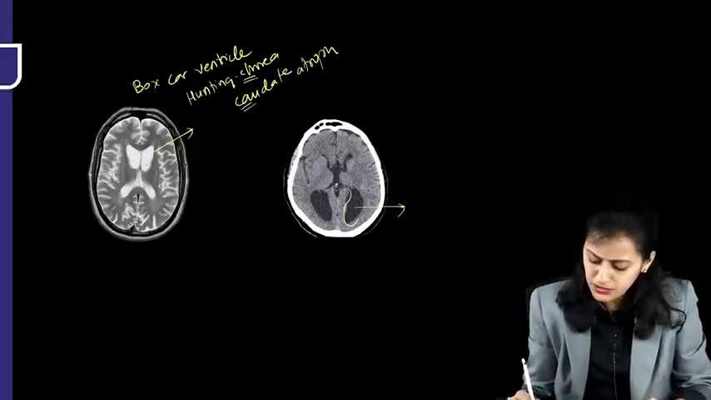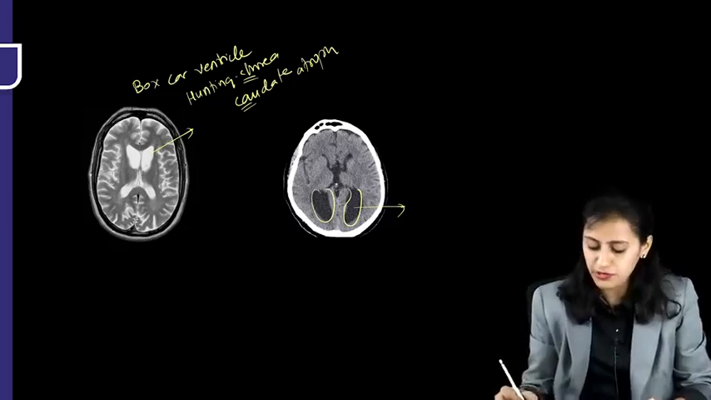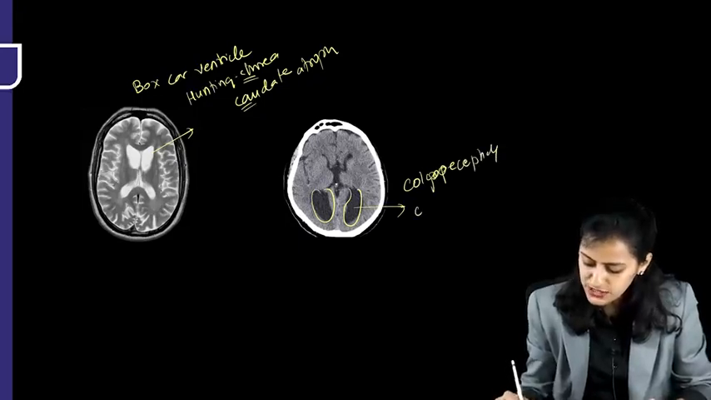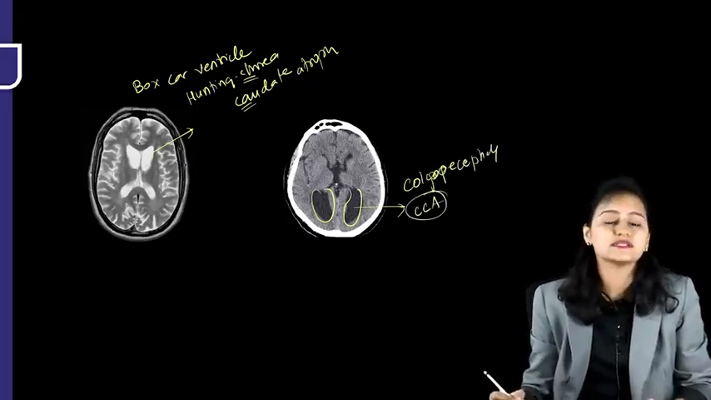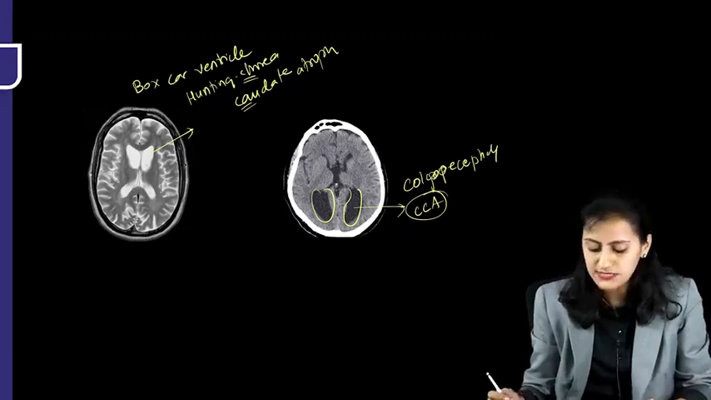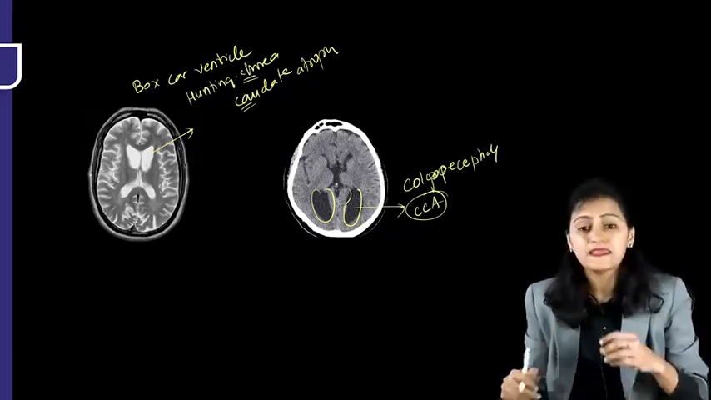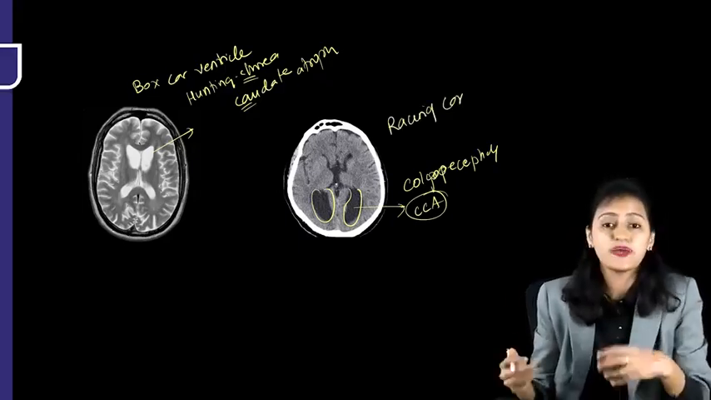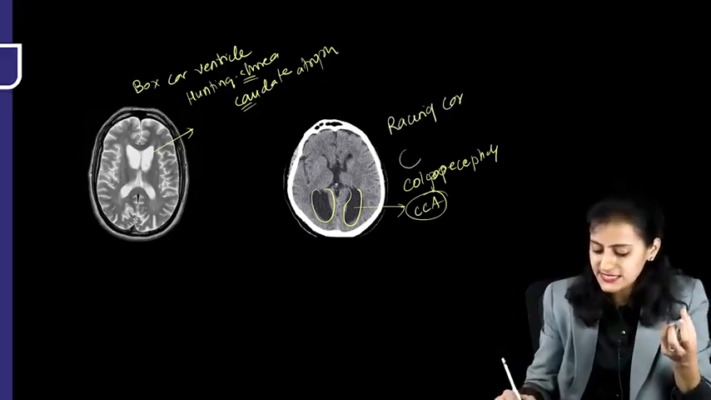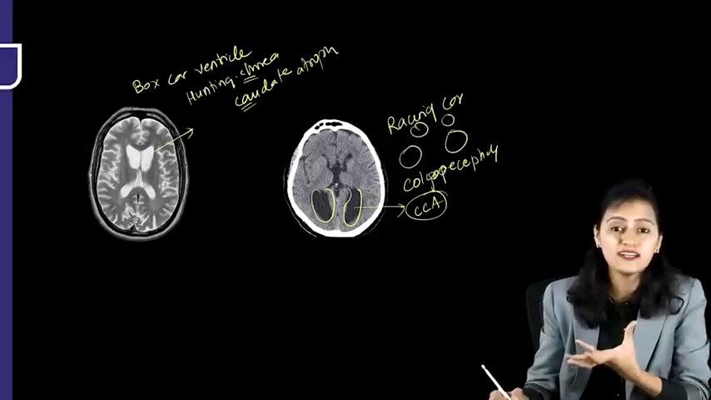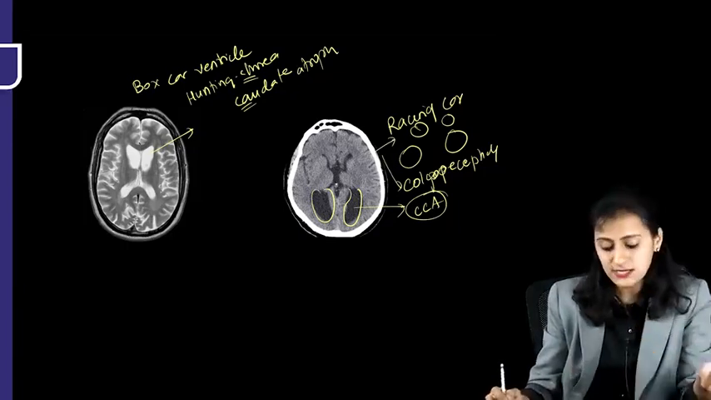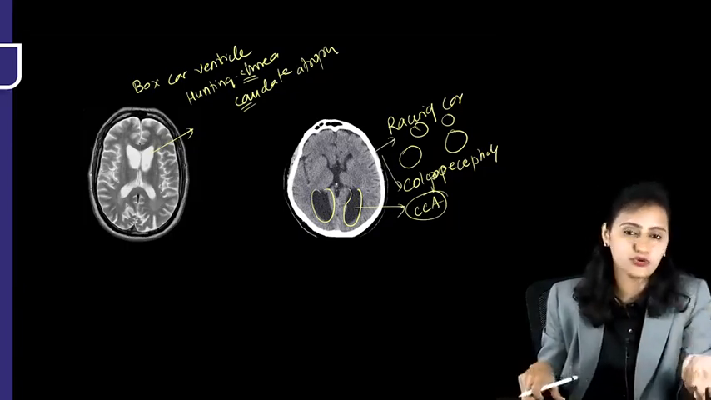Here, when the posterior horns are more dilated, colpocephaly. This is called as colpocephaly when the posterior horns are dilated, which is seen in corpus callosum agenesis. This is called as racing car sign. When the posterior horns are dilated, the racing car has the piche ke wheels more large. So this is the racing car, corpus callosum agenesis. Boxcar is the Huntington's chorea.